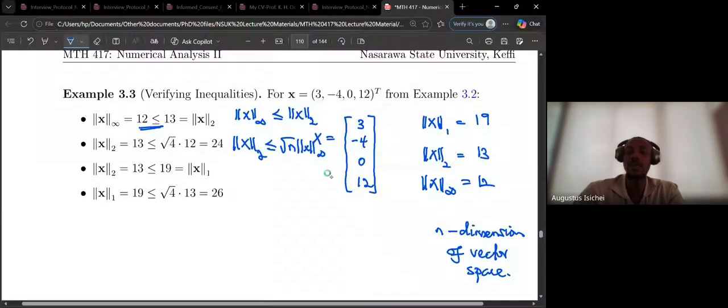That's what the n stands for, the dimension of the vector space. So here is a four-dimensional vector space because the vector that we have here has four components. And that's why we're using 4 to multiply. And that's what gave us 24.